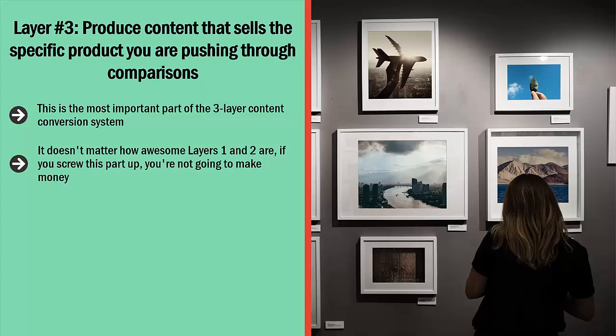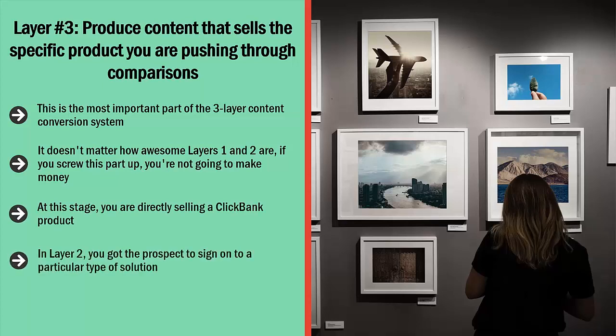Why? This is where the rubber meets the road. Seriously, this is where you drop your ClickBank product affiliate link. At this stage, you are directly selling a ClickBank product. Now, what makes this very effective is that you're not blatant about it. In layer 2, you got the prospect to sign on to a particular type of solution. They're not going to click through to layer 3 if they do not agree with you that a certain category of options is the best for them. They would stay on layer 2 and move on.